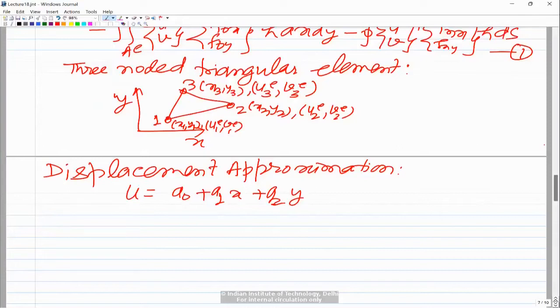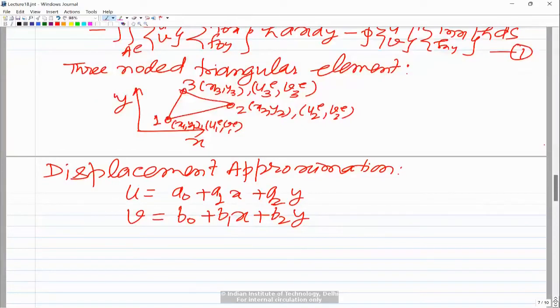Similarly, you will assume the approximate solution for v, in terms of another set of constants: b0 plus b1x plus b2y. This is the approximation within the element. Why is it so? Because u and v are functions of x and y. When we are solving a problem, we are interested in finding u and v as functions of x and y. If we have u and v as functions of x and y, then we can get the strains, then we can get the stresses. Once we get the stresses, we can find the maximum shear stress or maximum principal stress, and then we use that for the design of the structure. That is what we want to do here.